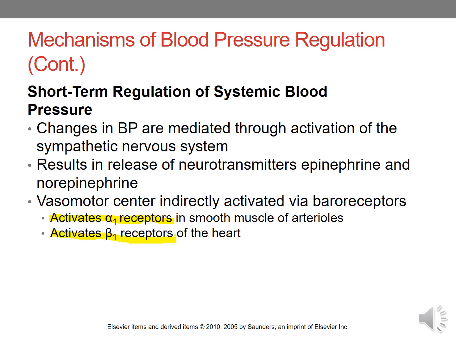Okay, so activate alpha receptors and activate beta receptors. Now, the reason why I'm putting a little more emphasis on this particular area is because these receptors located on the arterioles and the heart will directly affect what's going to happen to blood pressure. So in the example of the blood pressure dropping too low, let's say it will activate alpha receptors in smooth muscle of arterioles. And what it's going to do to the arterioles, if you want to make a note here, it will cause the arterioles to constrict.